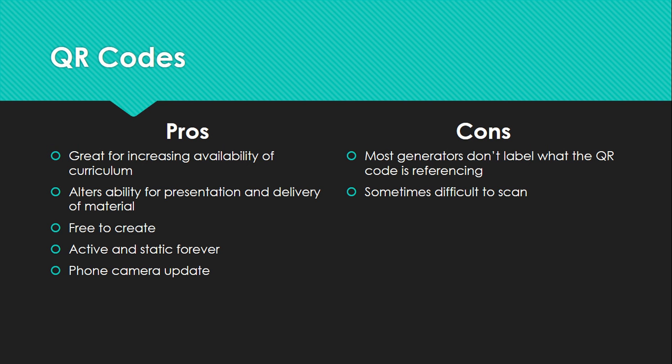Some of the cons are most generators don't label the QR code that it's referencing. So once you create a bunch of these QR codes, it's hard to keep track of what they are. So I use the snipping tool and I label them. It makes it easier for me. I'll show you that later on. And sometimes they're difficult to scan if you blow them up too big or there's too much information. It's hard to scan if it's a small size.